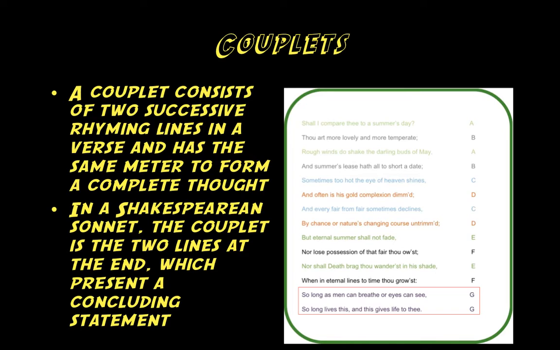In a Shakespearean sonnet, the couplet is the two lines at the end which present a concluding statement. So essentially, after we explore those different ideas with those three different quatrains, we have a concluding statement at the end. Kind of like an essay where you use the body paragraphs to explore an idea, and then at the very last paragraph of your essay, you wrap it up with your conclusion. We do the same thing with a Shakespearean sonnet, where we explore the different ideas with its three different quatrains and then use the couplet to conclude everything and bring everything together.